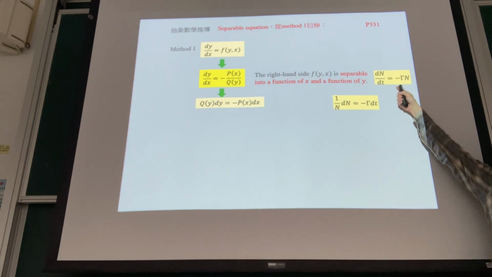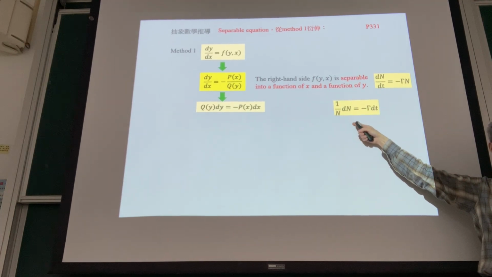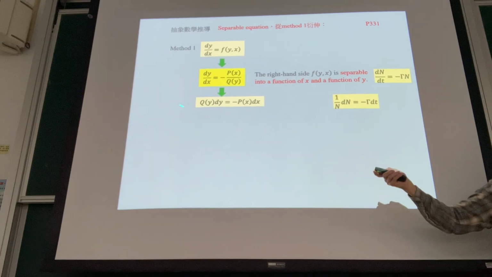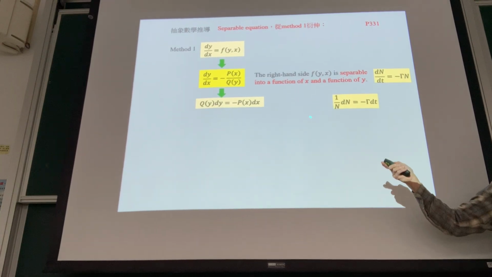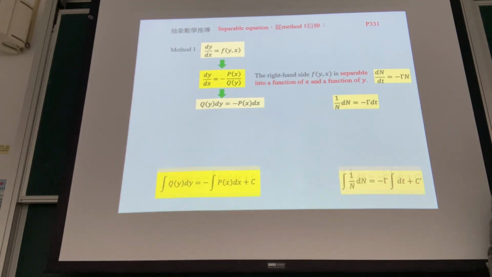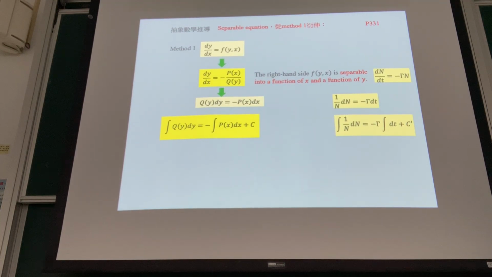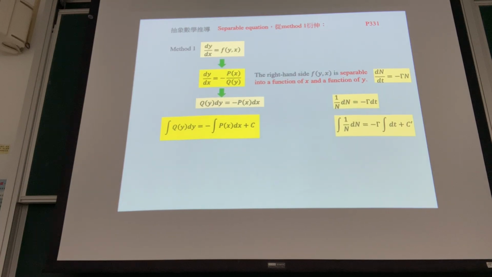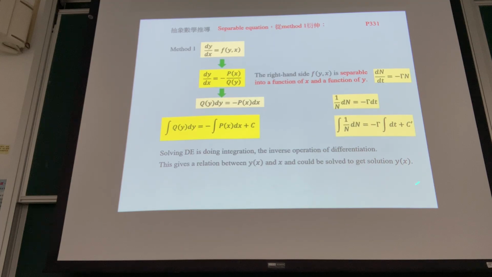This is identical to what I did in the decay equation. The left-hand side consists of only y, the right-hand side consists of only x, and we can integrate both. Remember to put in the constant c, and then you've got the solution. Done. That's the so-called separable equation. It's just as easy as that. Of course, you need to give me q and p, then I can do the calculation.